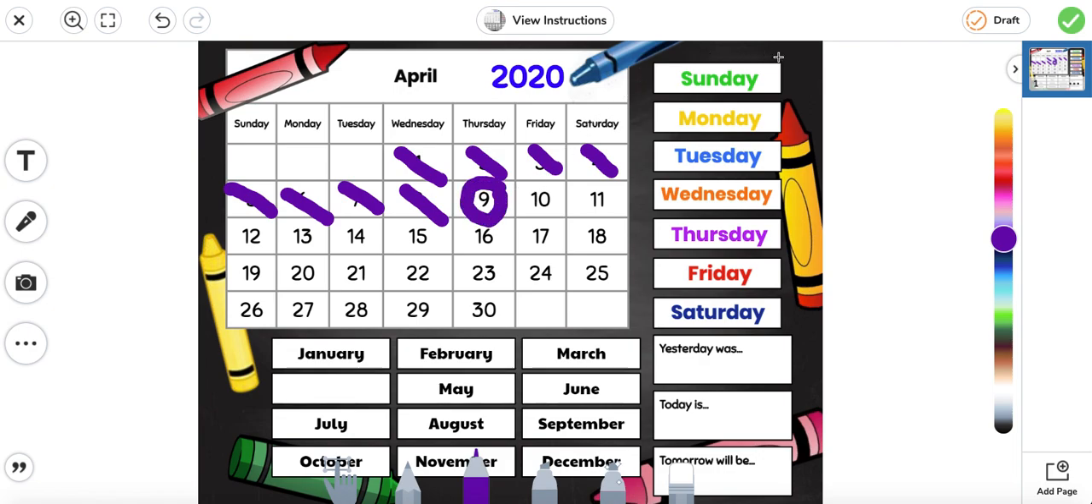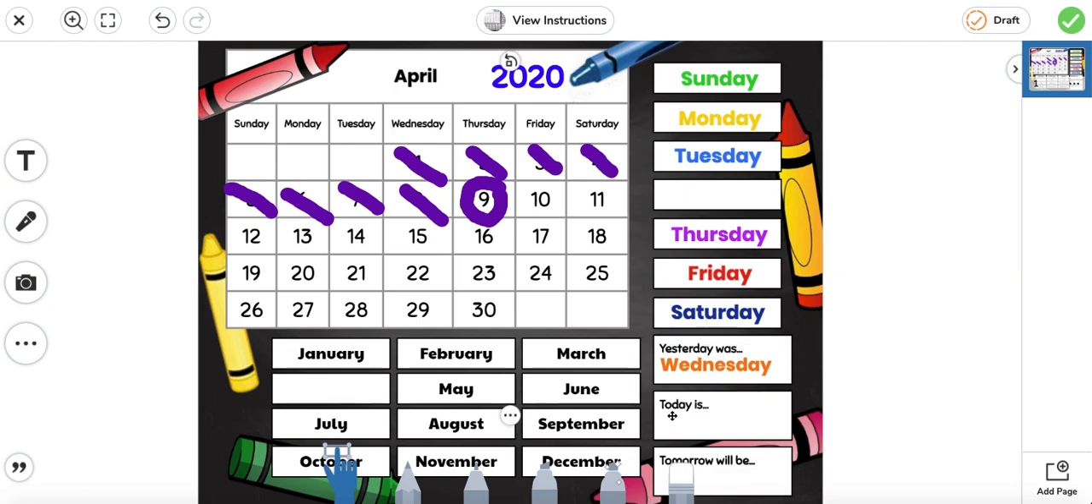Okay, let's look at our days of the week. Sunday, Monday, Tuesday, Wednesday, Thursday, Friday, Saturday. There are 7 days of the week. Yesterday was. So today is the 9th. We go up, it tells us it's Thursday. What day was it yesterday? Wednesday. So let's look for Wednesday. Sunday, Monday, Tuesday, Wednesday. And we're going to go ahead and put it over here.